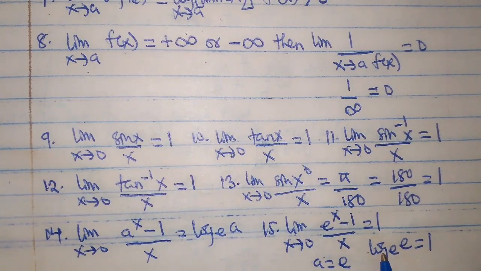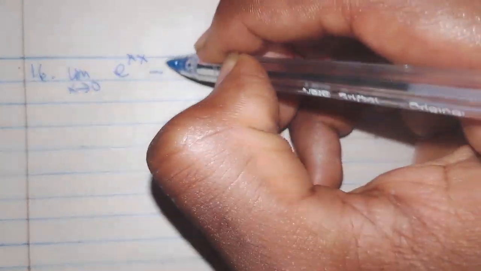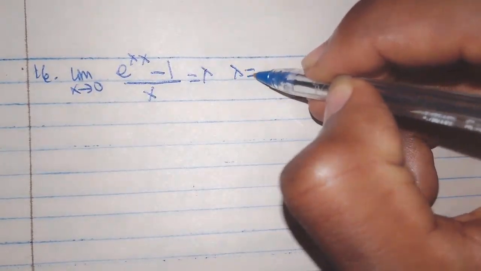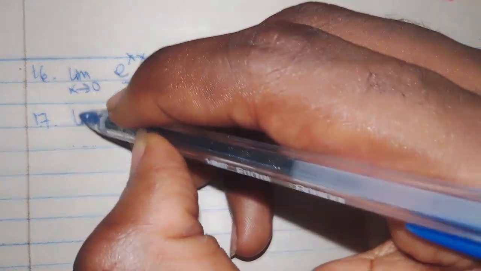So we are saying that this is log to the base e of e, which is equal to 1. Okay, so then for the 16th one, we are saying the limit as x approaches 0 of e to the power lambda x minus 1 all over x is equal to lambda, where this lambda is not equal to 0. Now for the 17th one, this is a special case.